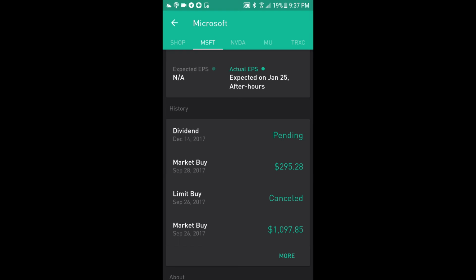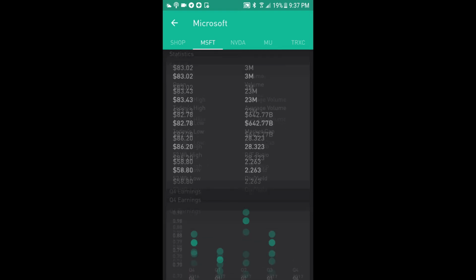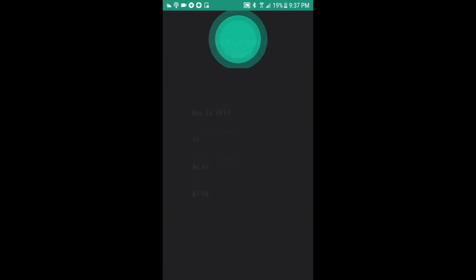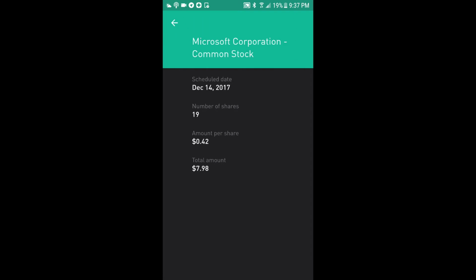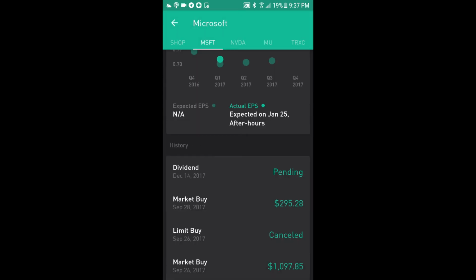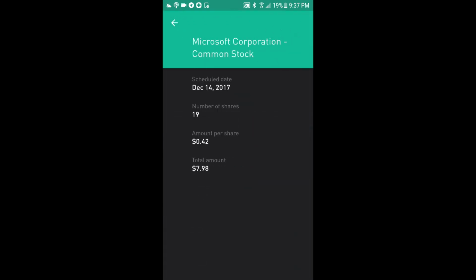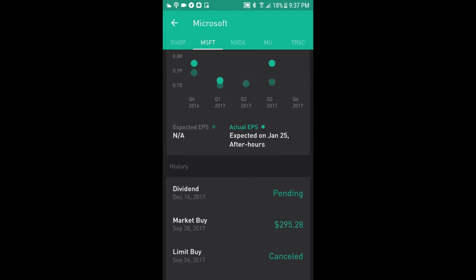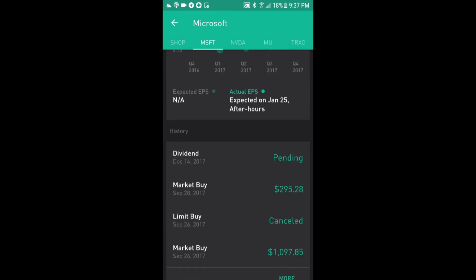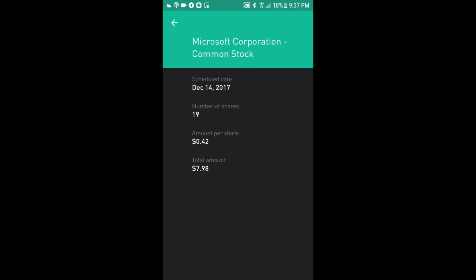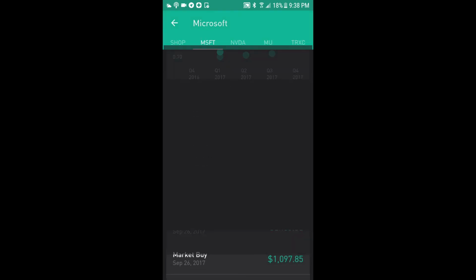I have received a dividend from Microsoft. They have paid out 42 cents per share for this latest dividend, and I'm going to get a total return of $8. Usually, it takes a while for you to actually receive the dividend, maybe over a month. I don't think it actually tells you when you receive the dividend, but it's still pending, and I should receive the dividend on December 14th of this year.